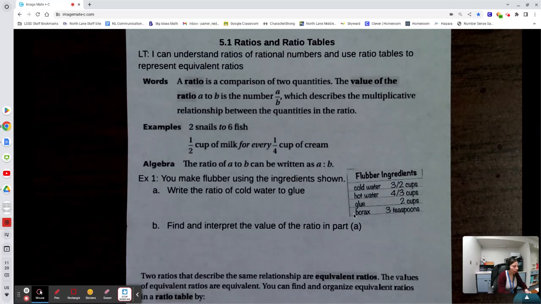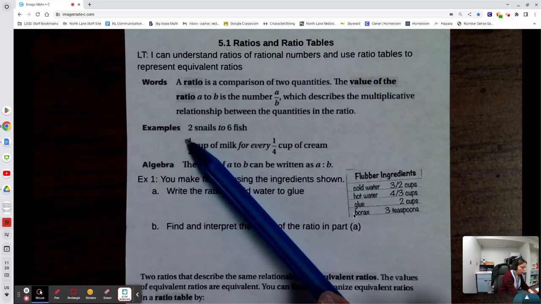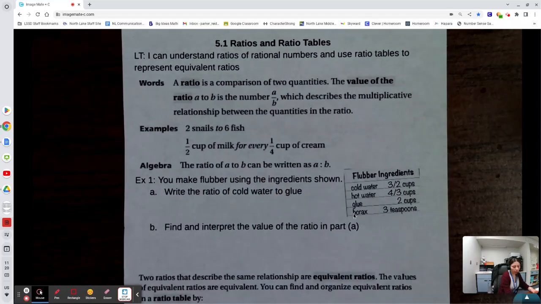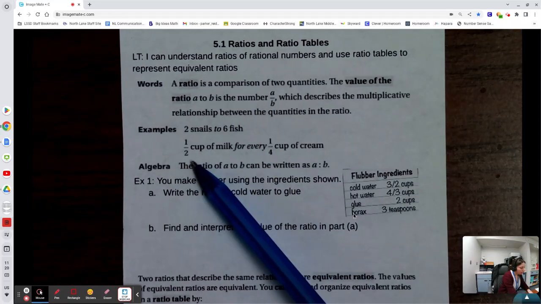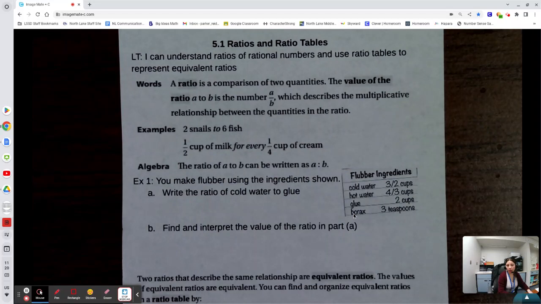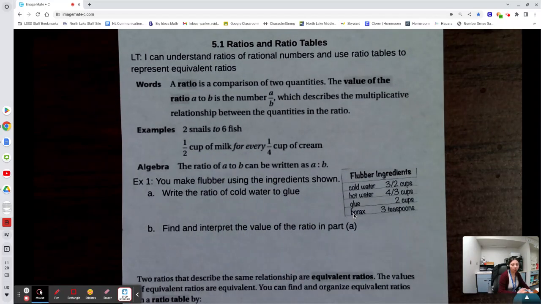So starting with vocab, a ratio is a comparison of two quantities. So it just means you're comparing the amount of two different things. Here's two examples. Saying 2 snails to 6 fish. We're comparing the amount of snails to the amount of fish. Maybe it's like in a fish tank or something. Another example, 1/2 cup of milk for every 1/4 cup of cream. This could be a ratio about a recipe, saying in a recipe, this is the amount of milk and this is the amount of cream. That's all a ratio is. It's comparing the amounts of two things.